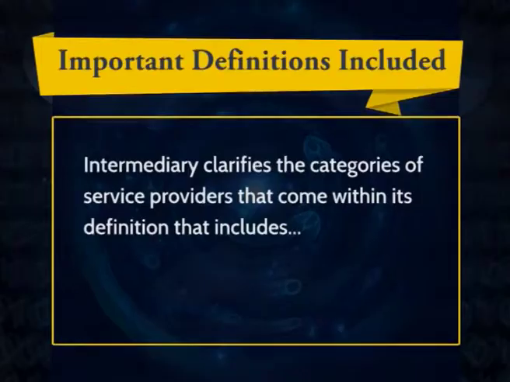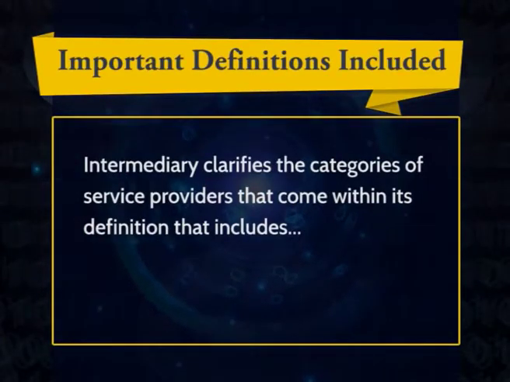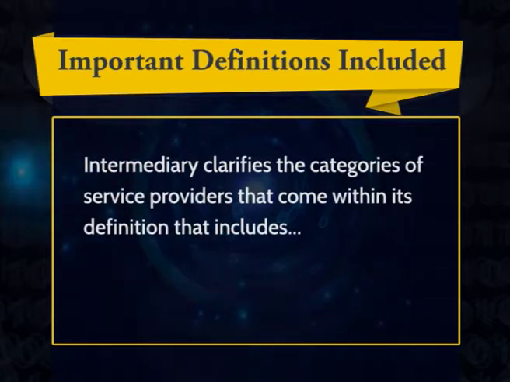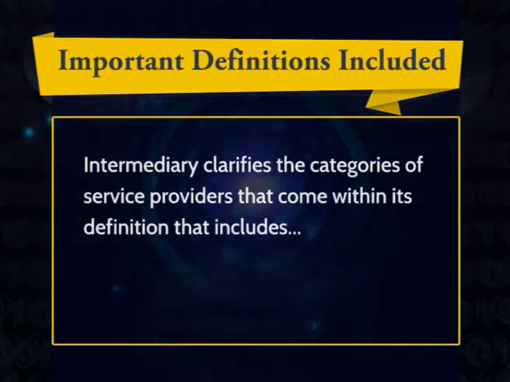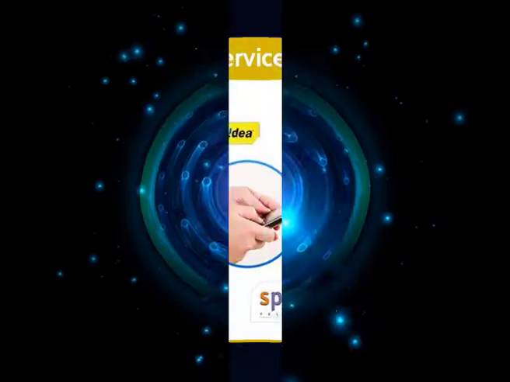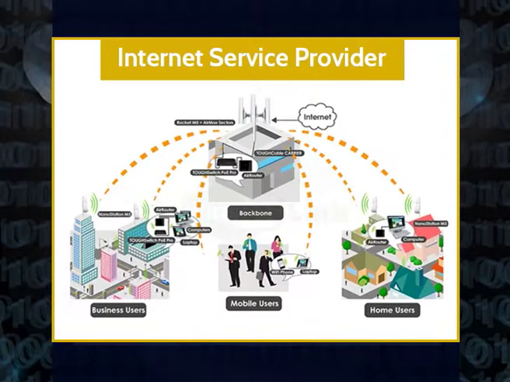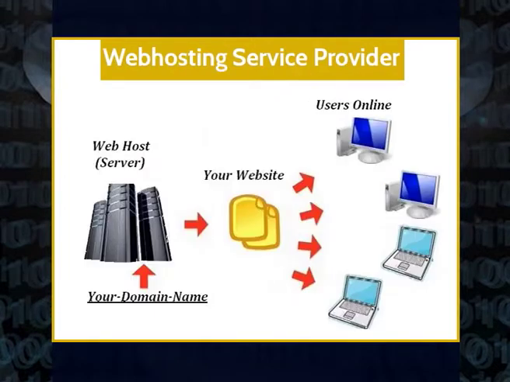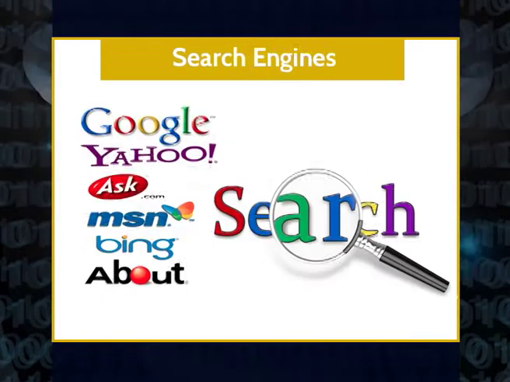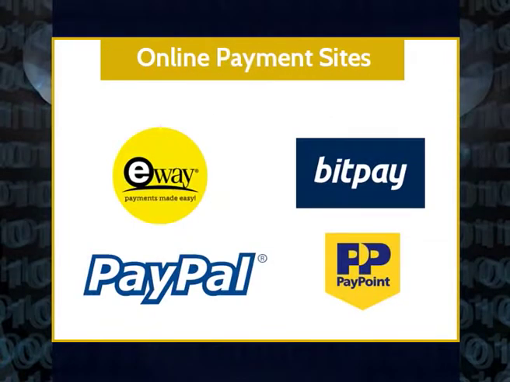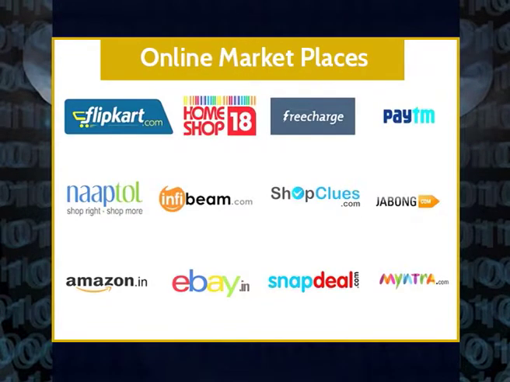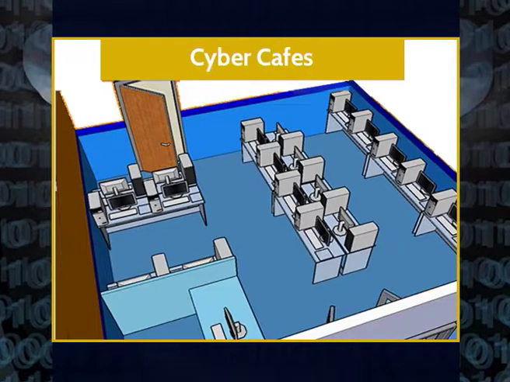The definition of intermediary simply clarifies the categories of service providers that come within its definition. That includes telecom service provider, network service provider, internet service provider, web hosting service providers, search engines, online payment sites, online auction sites, online marketplaces and cyber cafes.